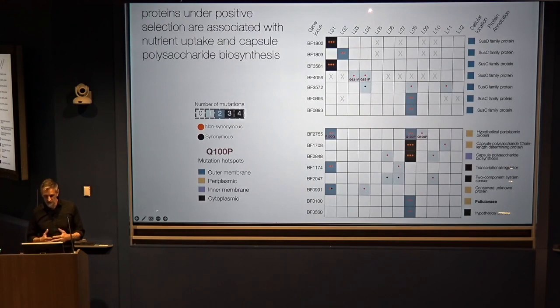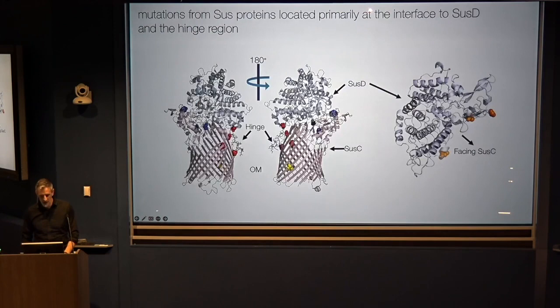And if we look at the genes that satisfy that condition, what we find, at least in this species, is about half of them have the same name. They're called SUSC, and these are genes involved in producing a polysaccharide capsule, and there are genes involved in the uptake of polysaccharides. We can look at where those mutations are happening on the protein, and they tend to be clustered in the three-dimensional structure of the protein, mainly to this hinge region and also the region that interacts with another gene that's known to function in the same pathway.